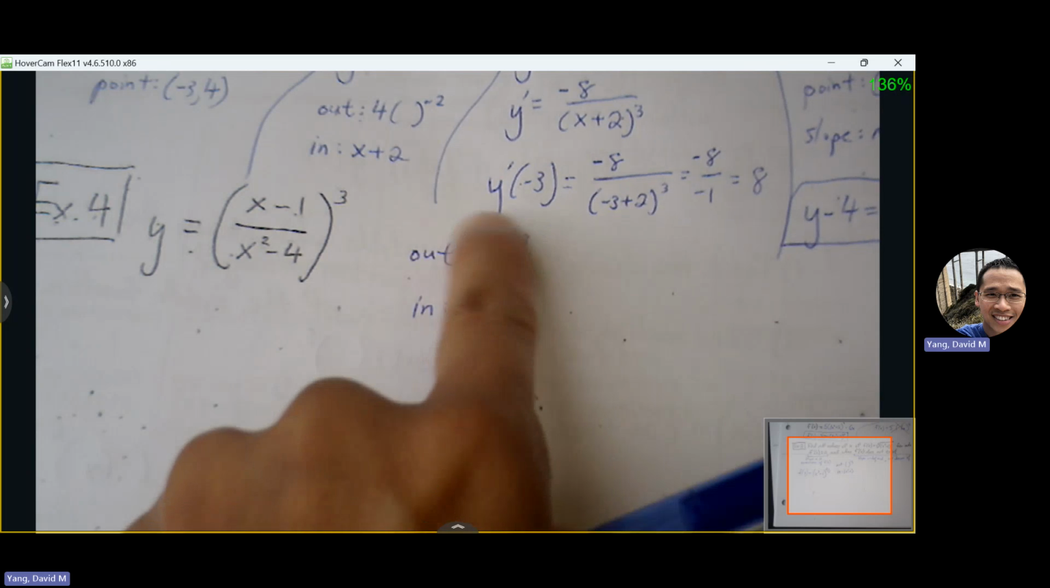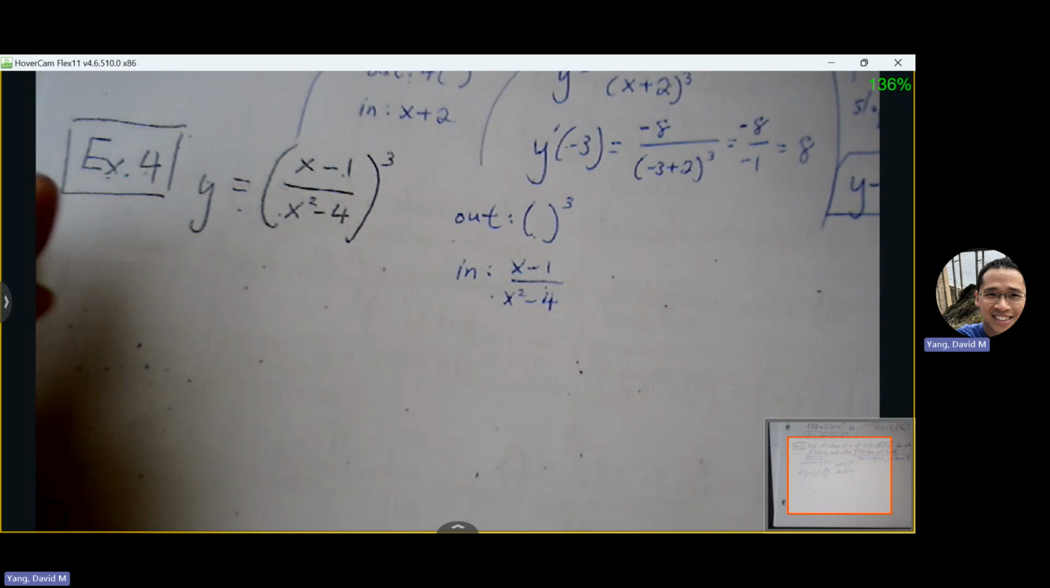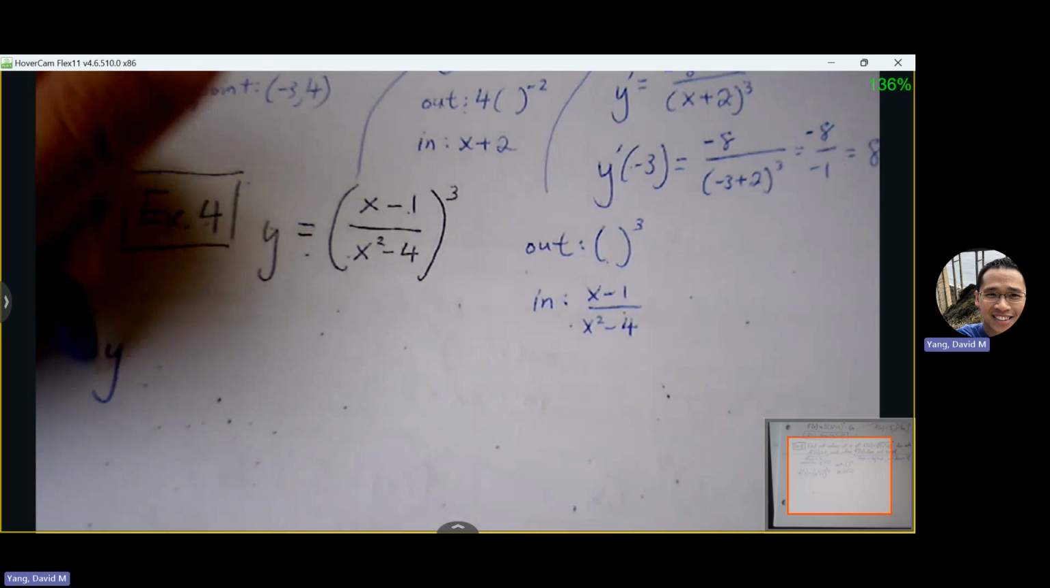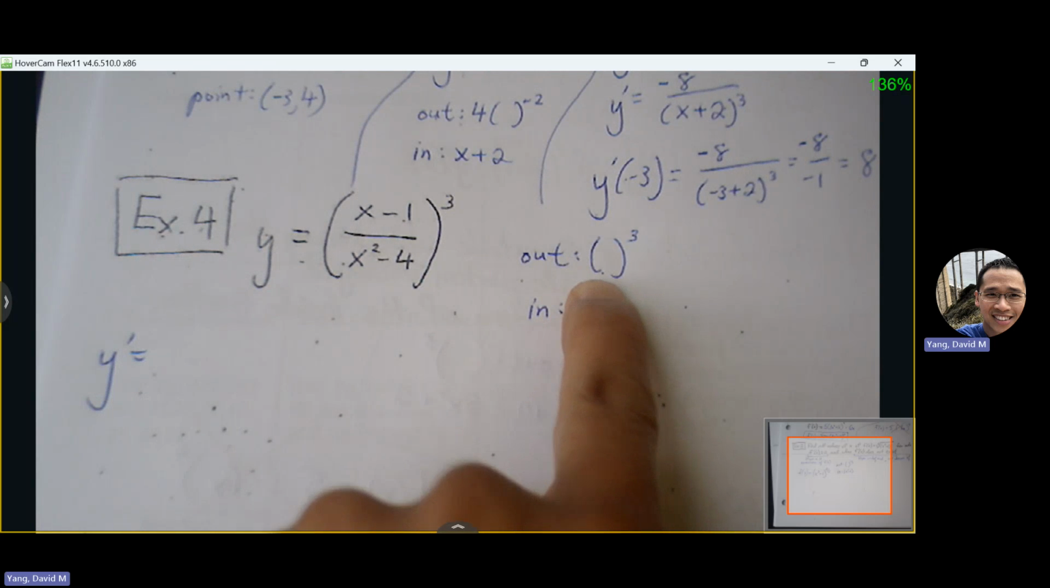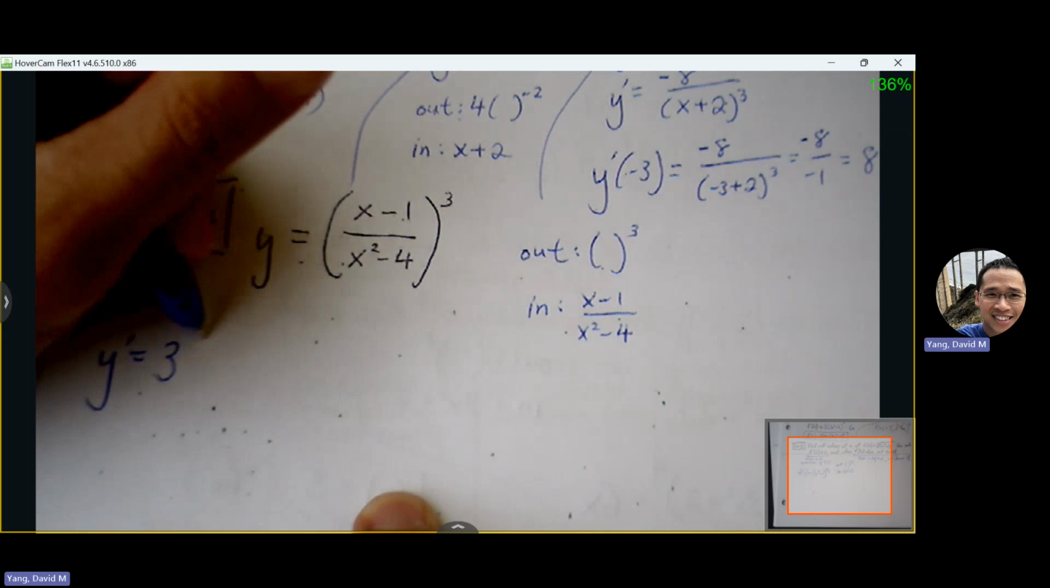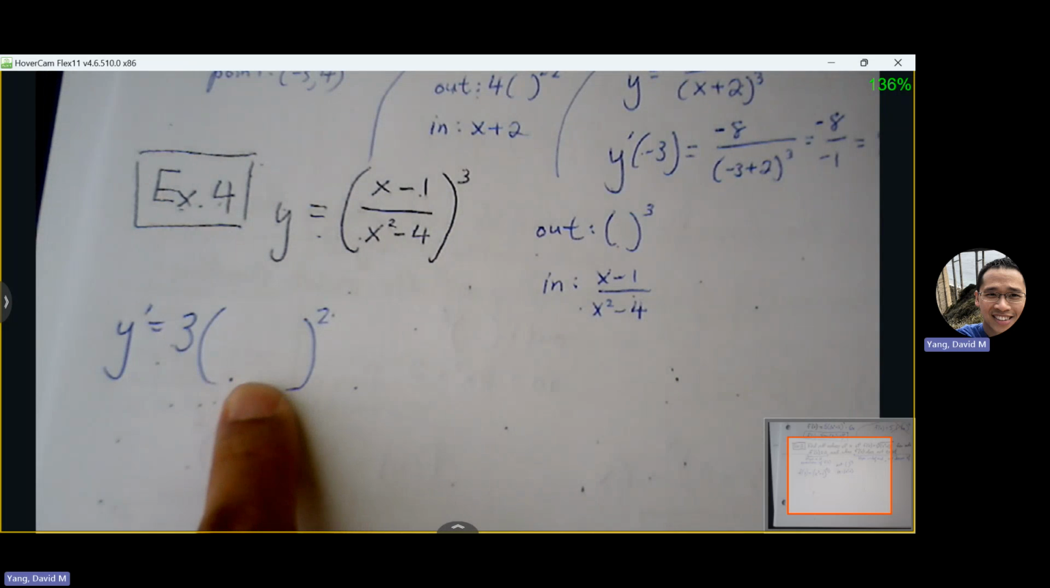So this, we can do power rule, just like we've seen before. But what's required to get to the inside derivative? What rule? Quotient rule. Okay. All right, so let's try that. Y prime equals outside derivative first, power rule. So 3 bracket squared. What goes inside here?